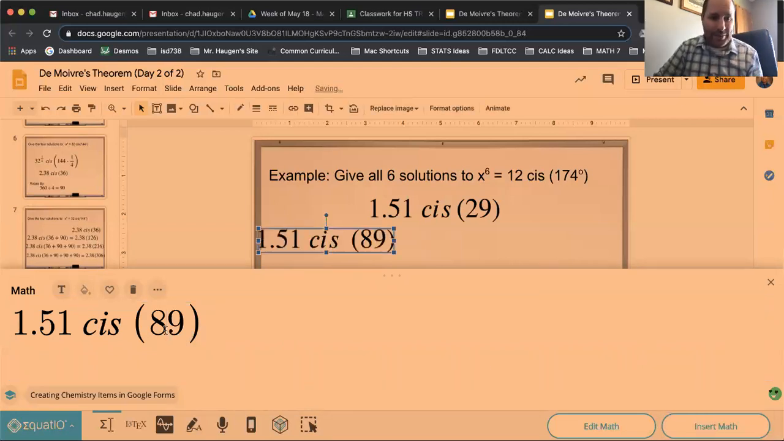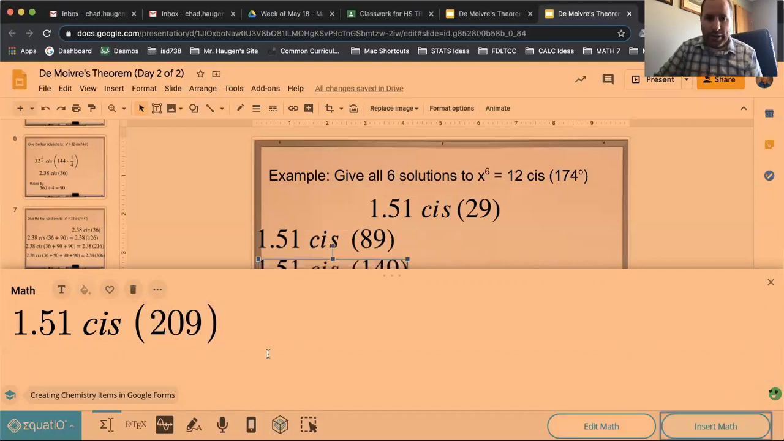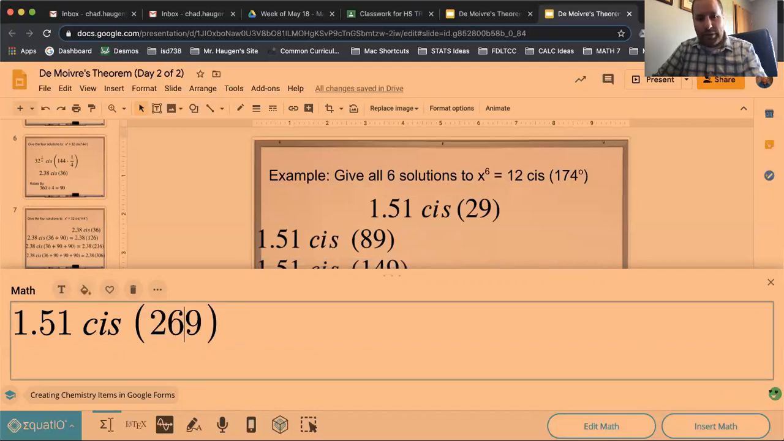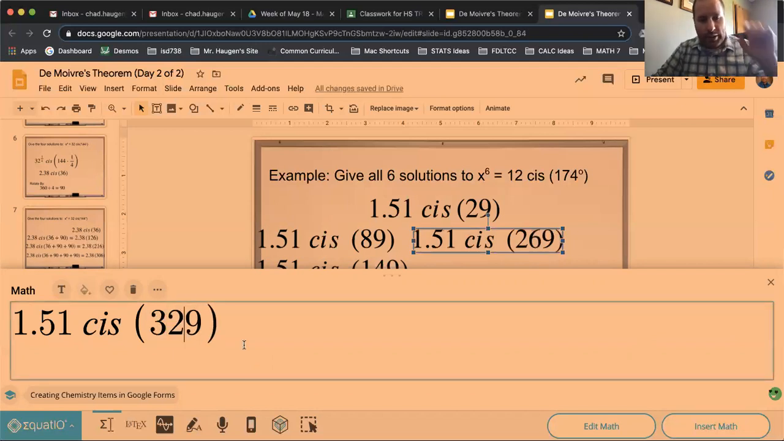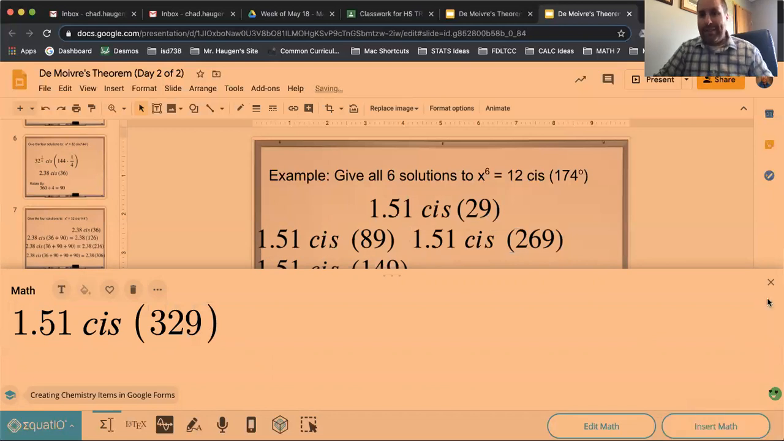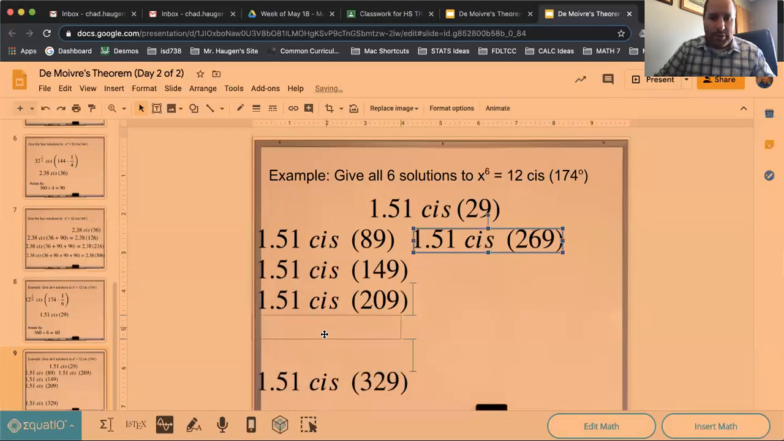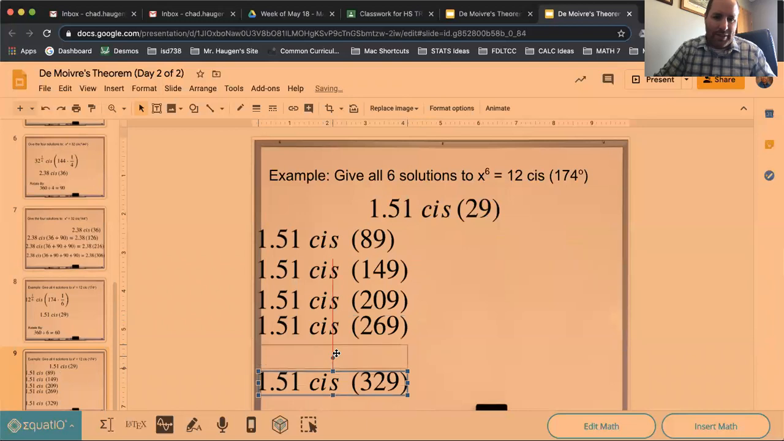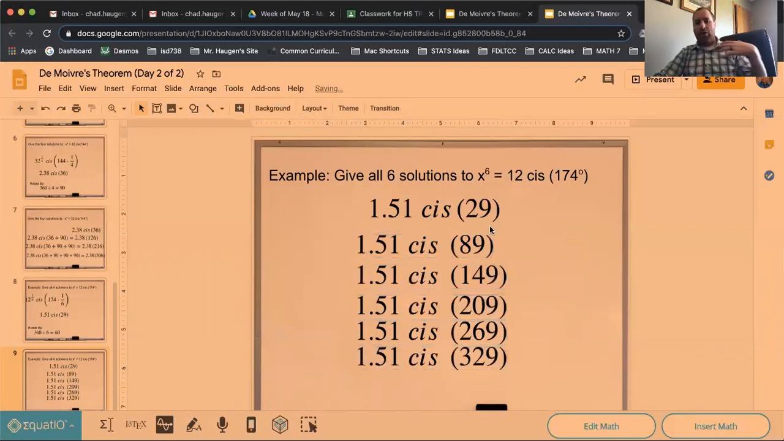And then we add 60 more to that, so 149. Add 60 more, 209. Add 60 more, 269. Add 60 more, 329. And if you added 60 more, you'd end up at the same spot as 29 degrees. So I'm going to fit this one in here so they're all in order. They don't necessarily have to be in order, but it does make it easier to stay organized. And there are the 6 answers.